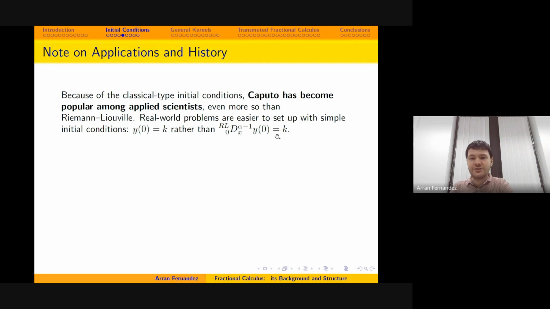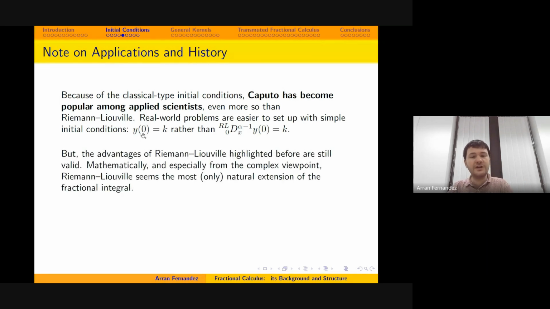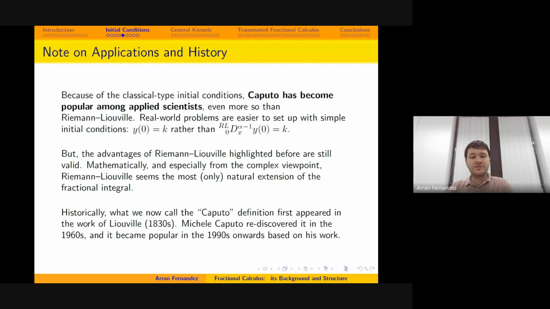So a fractional initial condition, what's the physical meaning? How do you measure it? Whereas y of 0 equals k, that's something easy to measure and understand. The advantages of Riemann-Liouville, as I said before, it is the analytic continuation. Analytic continuations are unique. So if you think about the viewpoint of complex analysis, Riemann-Liouville is perhaps the only natural extension of the fractional integral. So yeah, this is the historical background that I mentioned.